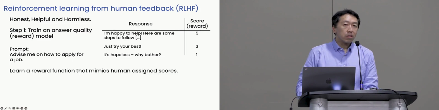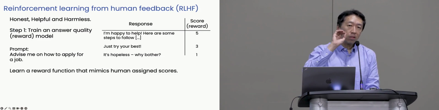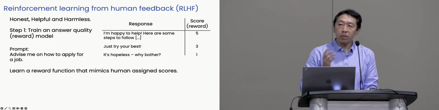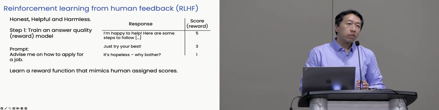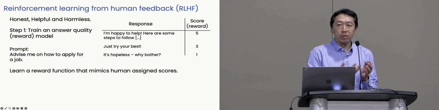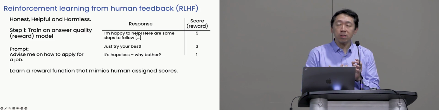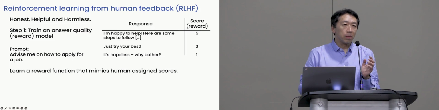Given this data set of answers and scores, the next step is to train a reward model that mimics how humans assign scores. The reason we do this is because human judgments are expensive, but once you have a reward model that mimics how humans judge the answers, you can then judge a lot of LLM outputs.